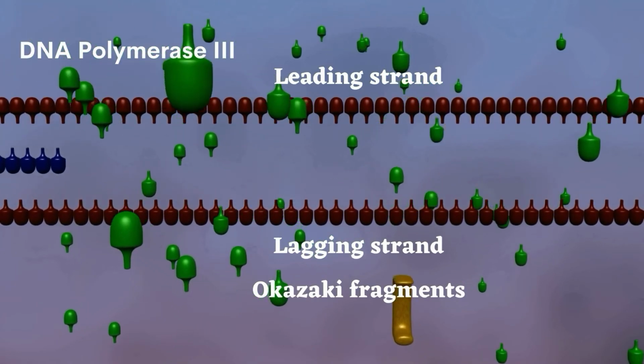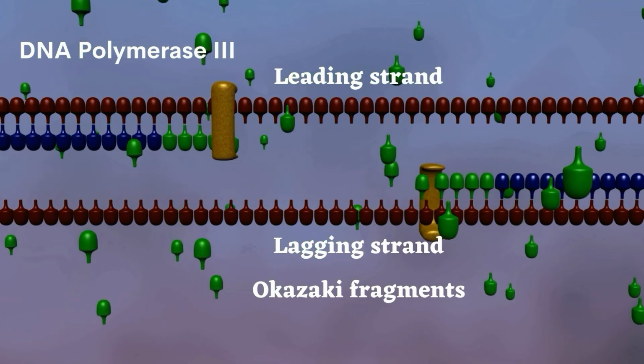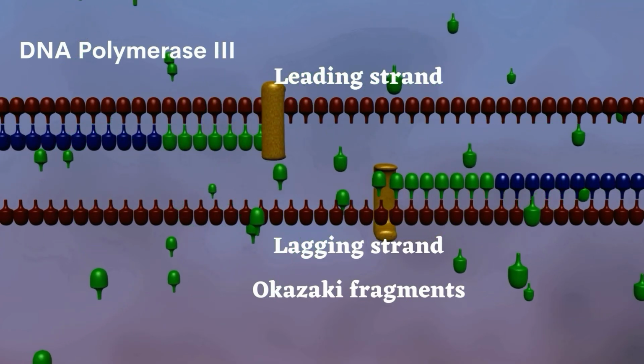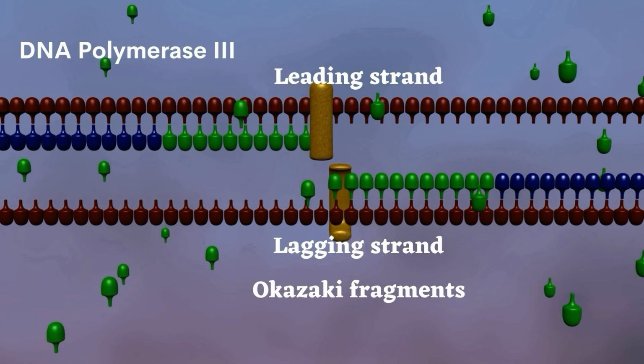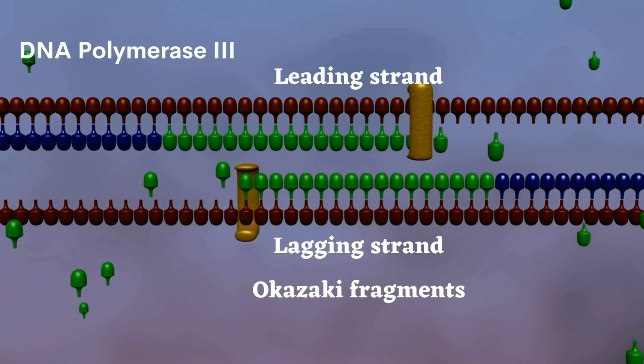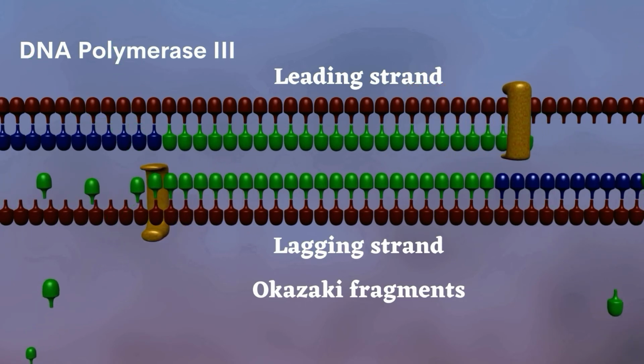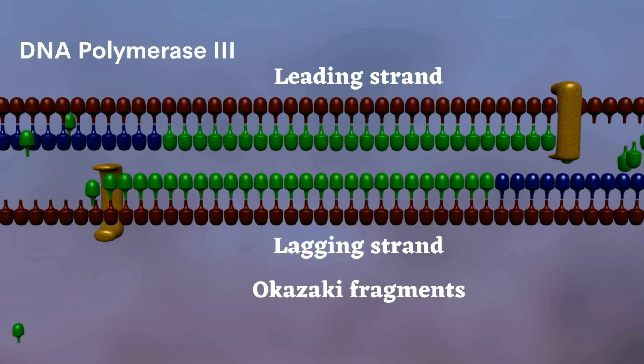Since DNA can only be synthesized in the 5' to 3' direction, only one strand can be synthesized continuously. This is the leading strand, and the other strand is discontinuous, called the lagging strand, and is synthesized as short pieces approximately 1000 bases long, called the Okazaki fragments.